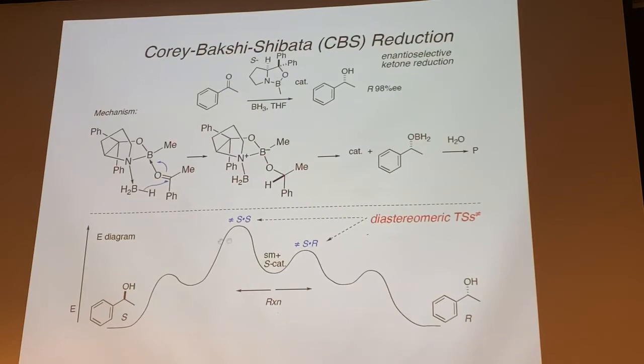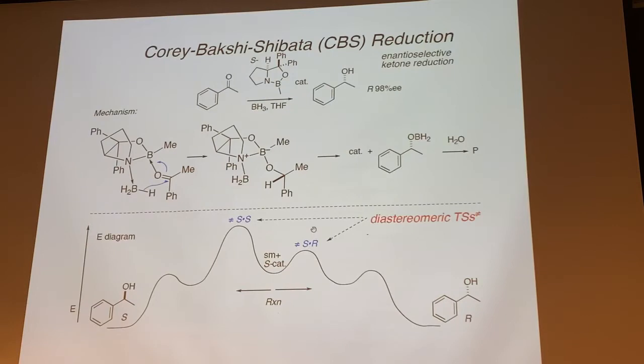And here's the bottom line, this energy diagram. We're starting right in the middle, and we're going to the right to form the R product, and we're going to the left, you see, to form the S enantiomer. They're the same energy. Notice they're the same ground state energy. There's no difference in energy between the two enantiomers. But the pathway leading there is different, right?